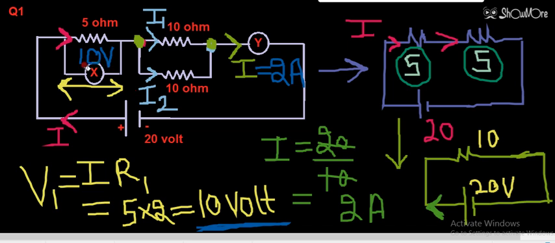So the reading of device X will be 10 volt, that is a voltmeter, and the reading of the voltmeter will be 10 volt. Then what is Y? Y is an ammeter, and the reading of this ammeter will be equal to 2 ampere. So with this, this question is over. You can note down every step.